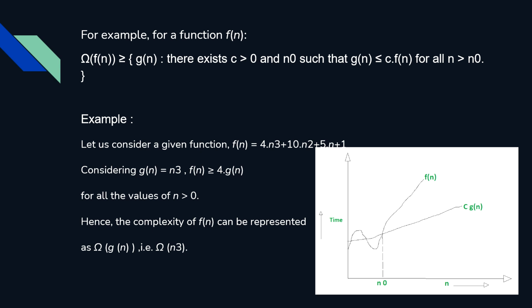Now we go to the example. Let us consider a given function f(n) is equal to 4n cube plus 10n square plus 5n plus 1. Considering g(n) equals n cube, we know that the term with the greatest power of n, we take as g(n). So the constant value c, if we take c equal to 4, then f(n) is greater than or equal to 4 into g(n) for all values of n greater than or equal to 0. Hence the complexity of f(n) can be represented as big omega of g(n), that is big omega of n cube.